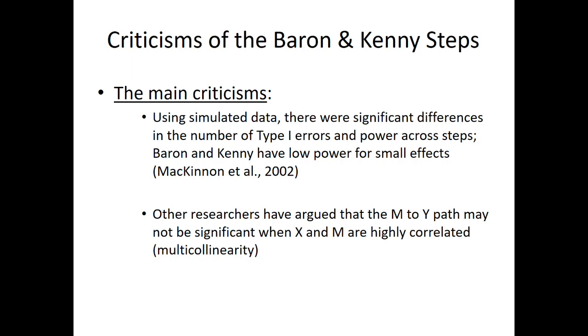That's definitely an issue. Other researchers have argued that the M to Y path may not be significant when X and M are highly correlated. This is a multicollinearity issue. If X and M, your independent variable and your mediator, are highly correlated, you have what's known as multicollinearity, which is a violation of the assumptions of your multiple regression. However, X and M have to be related for mediation to happen. So this is an issue that you can't really sidestep in Baron and Kenny. If they are highly correlated, that can impact your relationship between M and Y. So using these steps, there's just nothing you can really do about multicollinearity.